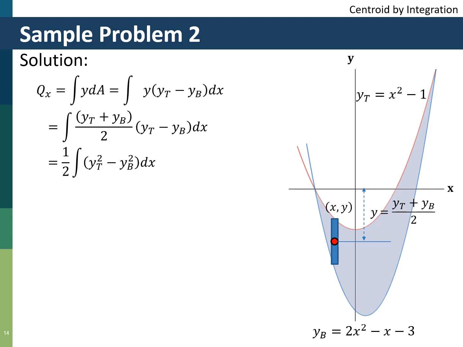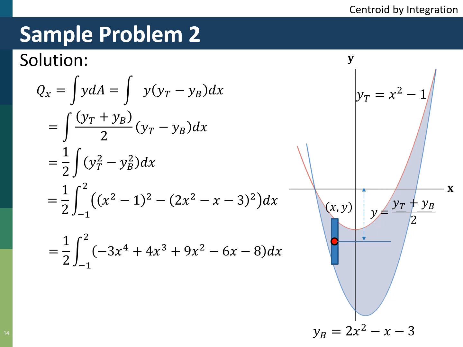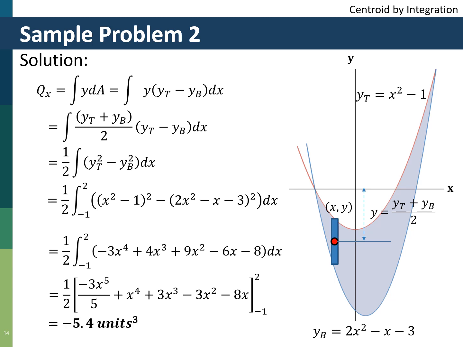1/2 is a constant that we can factor out. Substituting the values of y sub t and y sub b gives us this equation, and simplifying the integrand gives us this. This is the integrated form, and evaluating this integrated form from x equals negative 1 to x equals 2 gives us q sub x to be equal to negative 5.4 units cubed.